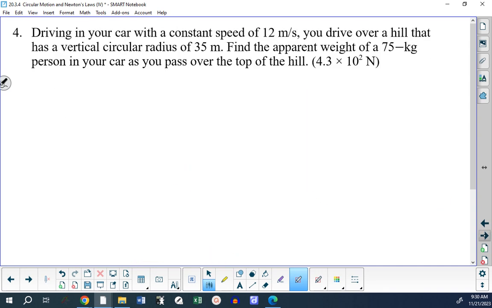Driving in your car with a constant speed, you drive over a hill that has a vertical circular radius. And we want to know the apparent weight of a 75 kilogram person that's in the car as you pass over the hill. I don't know if you've ever experienced this.